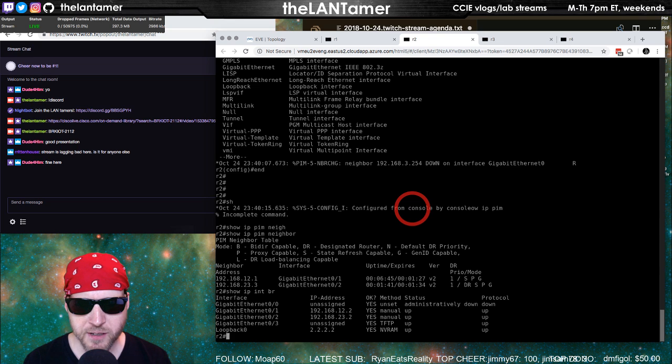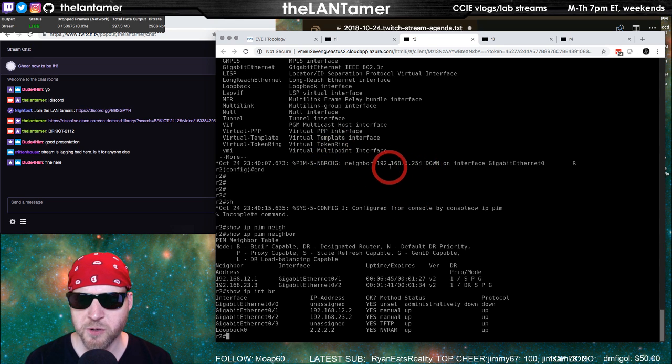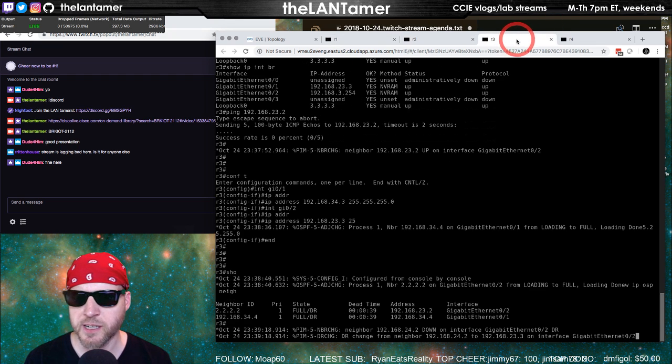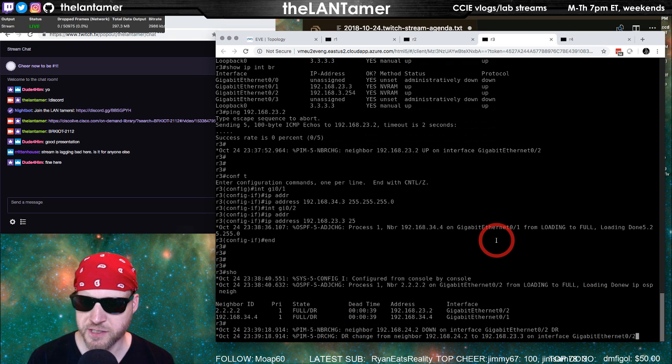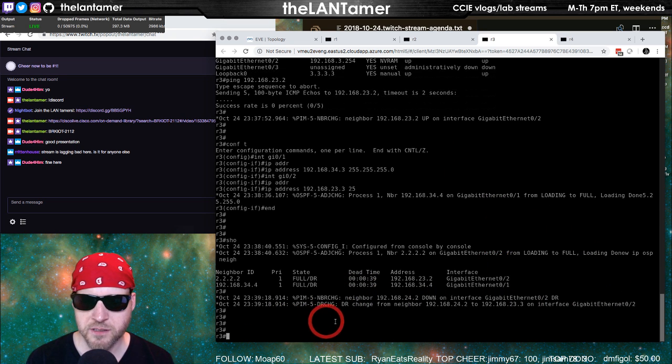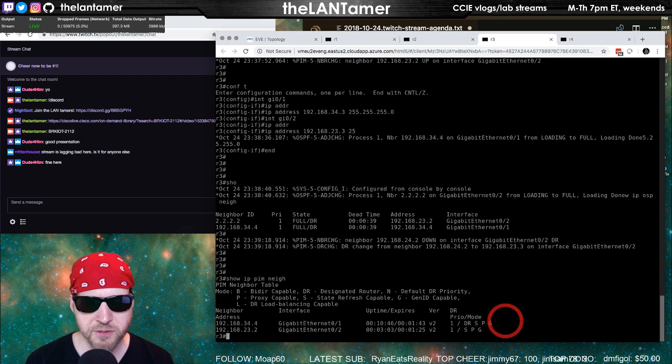Neighbor down. We have neighbor down. Neighbor looks up. Neighbor 1 2 3 down on interface GI0. I don't even see that neighbor here. Why would it have that as neighbor? Oh, so DR change. Okay, that's fine. Show IP PIM neighbor. As long as they're back up, which they are. Yeah, okay.